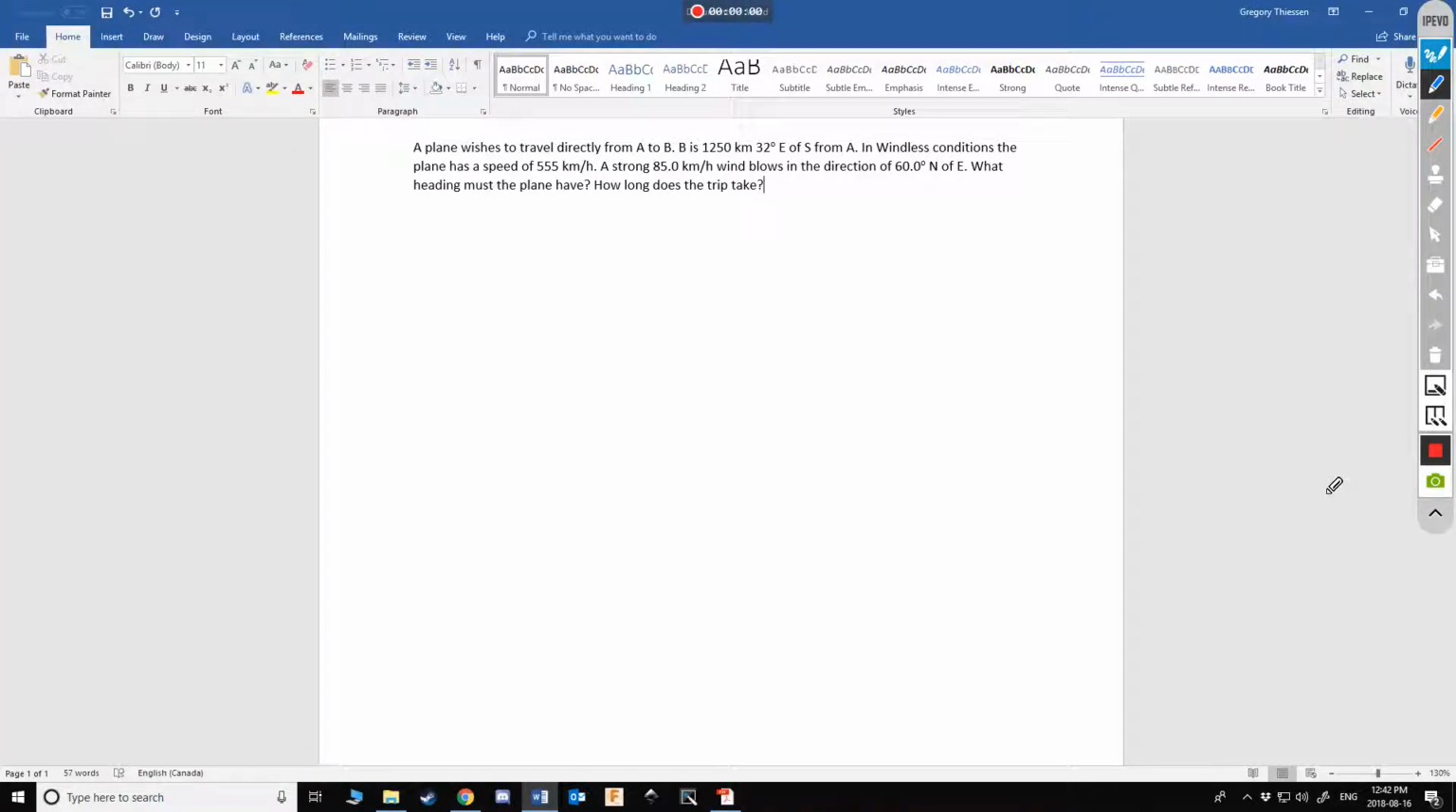Okay, so here's another question. It's not part of the notes, but it is felt another example could be beneficial for you. So a plane wishes to travel directly from A to B. B is 1,250 kilometers, 32 degrees east of south from A.